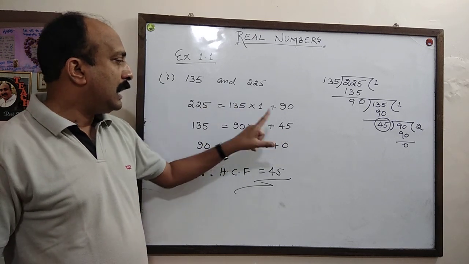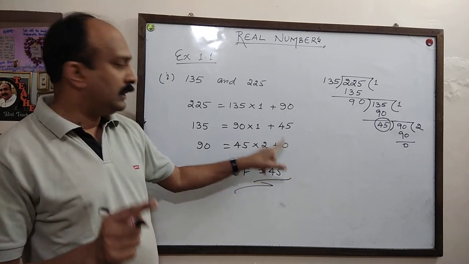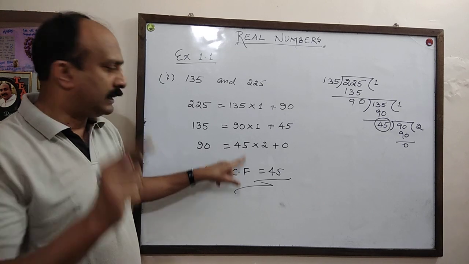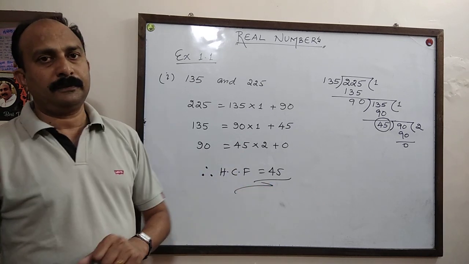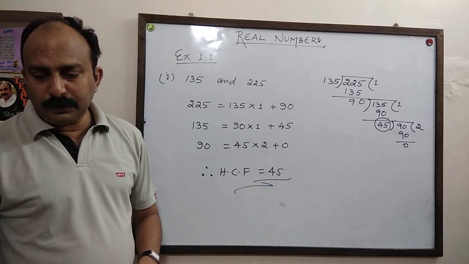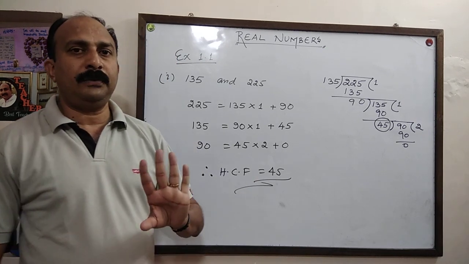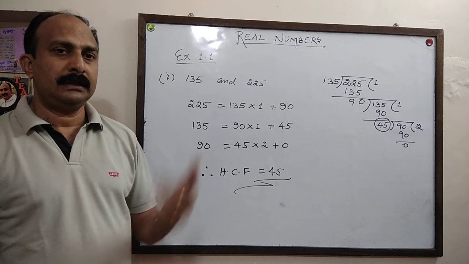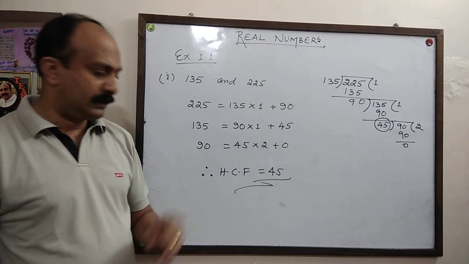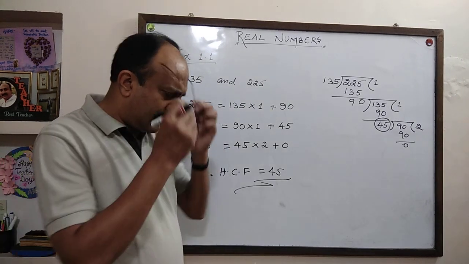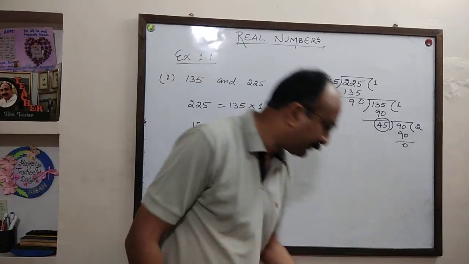Continue the division until you get the remainder 0. When you get the remainder 0, the corresponding divisor will be the HCF. Now there are two more questions. Do these two questions as homework, and if you have any doubt, you can ask in the comment box. So I am leaving the two questions of question number 1 as homework.